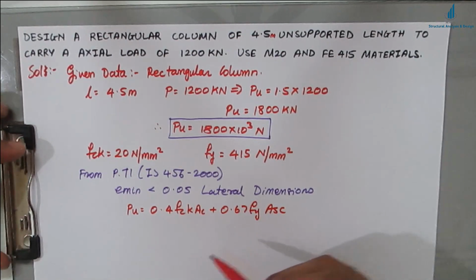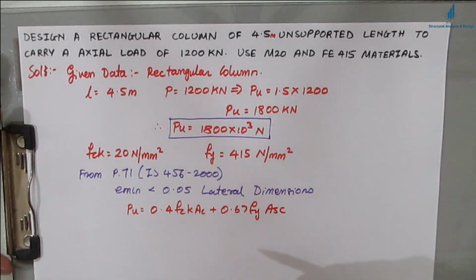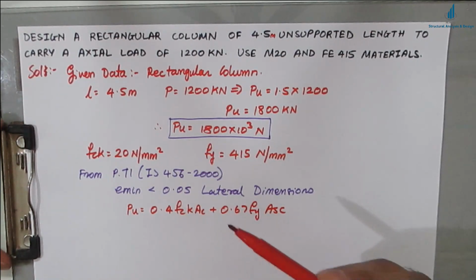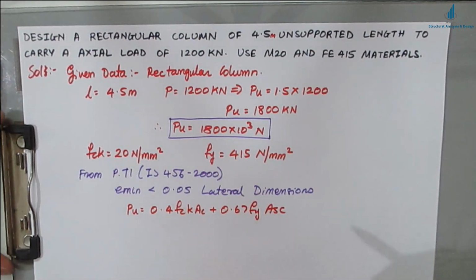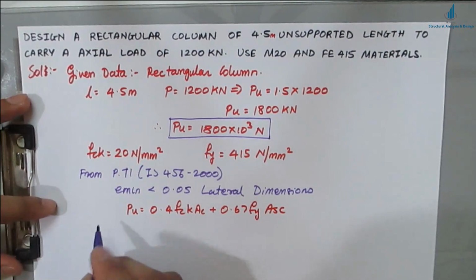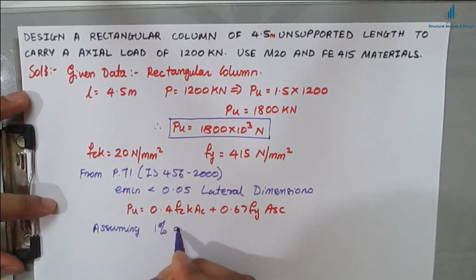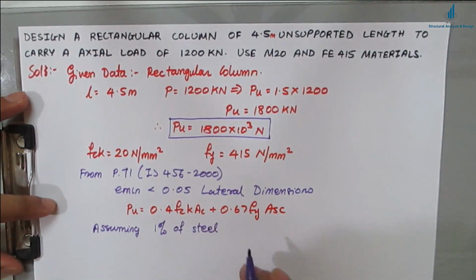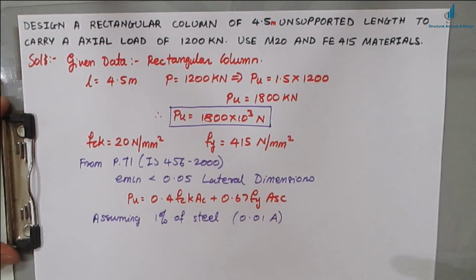Now in this we know Pu, we know fck, we know fy. Asc and Ac are unknown. So as the basic practice, the column will have minimum steel of 0.8% and maximum 6%. So we will use 1% of steel. Assuming 1% of steel, 1% of the area, Asc becomes 0.01 times A.